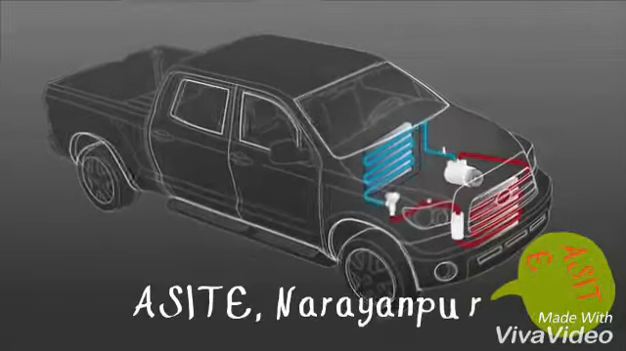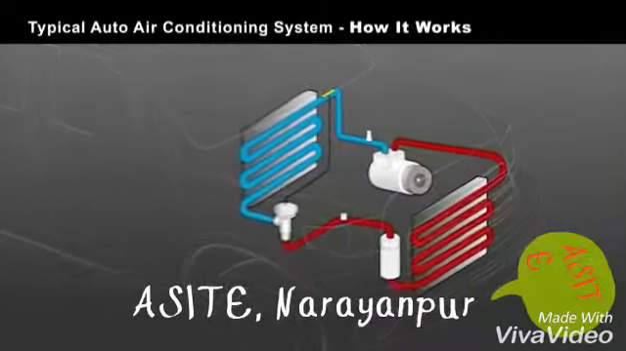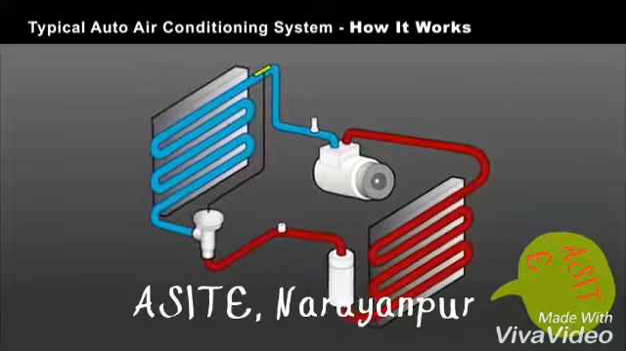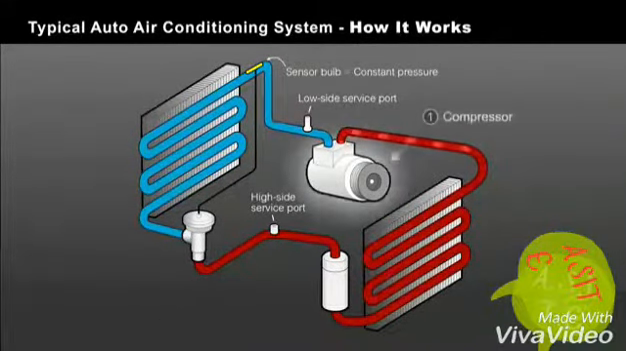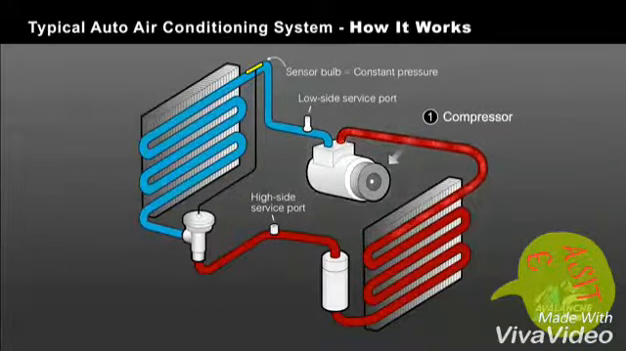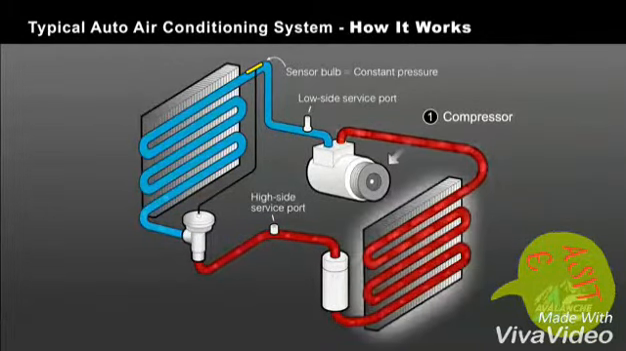I designed a basic auto air conditioning system diagram to show you the flow of refrigerant throughout the AC system. The compressor is the workhorse of the system and is where we'll start. It receives cool, low-pressure gas which is compressed into a high-pressure, high-temperature gas and pumped out of the discharge side of the compressor and flows into the condenser.